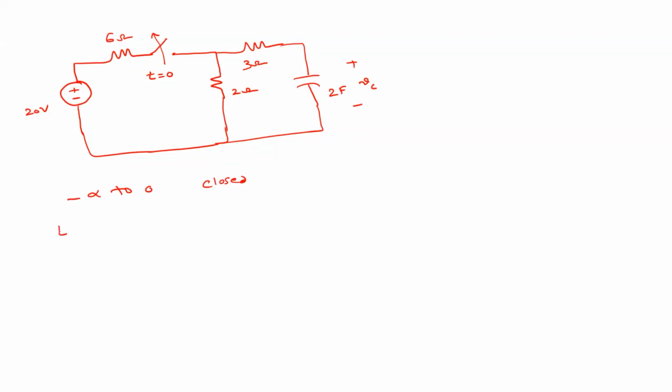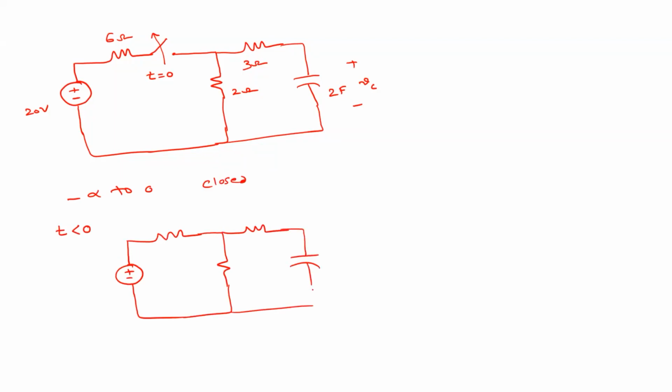So what is the equivalent circuit for t less than 0? The circuit will be something like this, right? The switch is closed. So this is 2 farad, and this is 3 ohm, 2 ohm, and this one is 6 ohm, and this voltage is 20 volts. Understood? So this is for t less than 0.